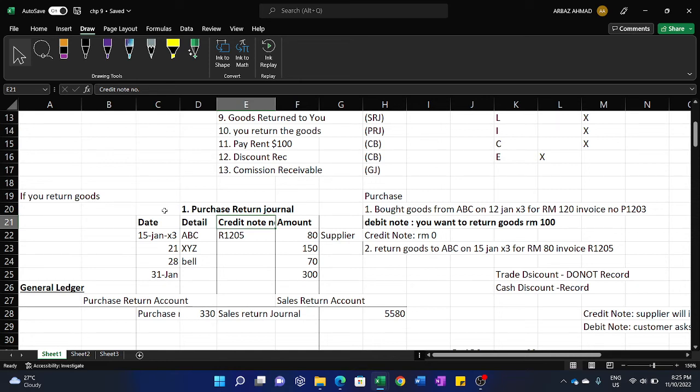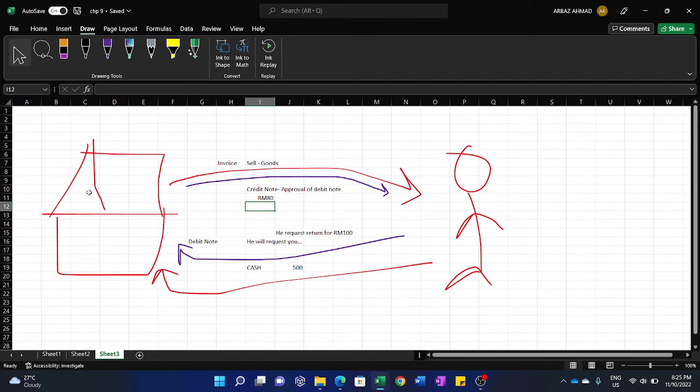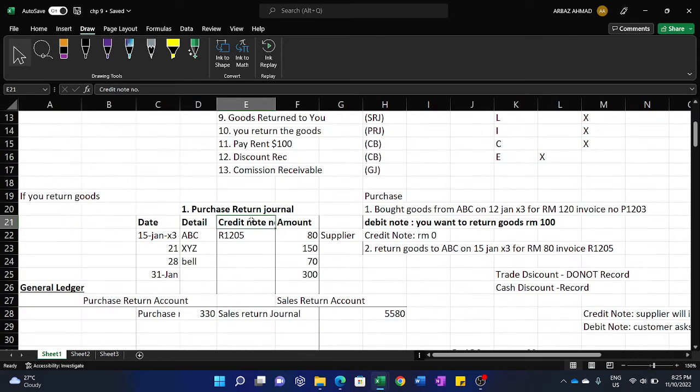Then we have the definition for purchase return journal. The definition says the book of prime entry used to list, in date order, details shown on the credit notes relating to goods returned to suppliers. So if you're returning the goods to the supplier, you will be issuing a debit note. In this case, we are returning the goods, so we are this person and this is the supplier. Okay, so we get the credit note. And it does not matter whether we get the debit note or we issue the credit note, because at the end of the day you are going to consider the credit note amount, not the debit note amount.